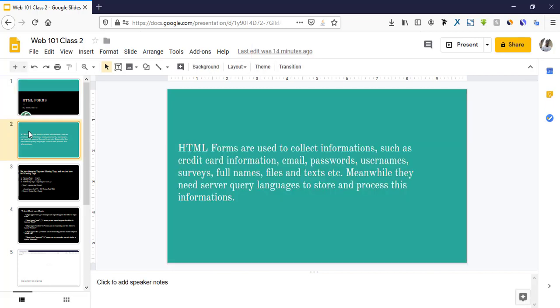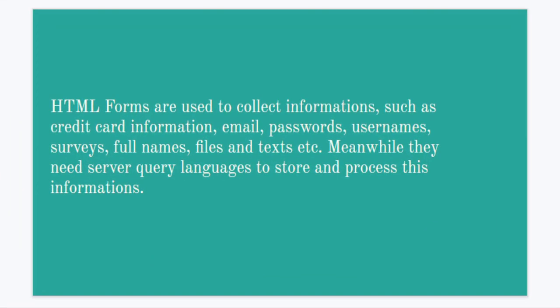HTML forms are used to collect information such as credit card information, your emails, your passwords, usernames, surveys, full names, files and text. You can even use it to register on some sites. You've submitted your own data on Facebook before when you were signing up. So Facebook has your data; they collected it by using a form on their page. HTML forms can be used to collect different kinds of data: census data, class data, assignment data, any type of data. You can input it inside a form.